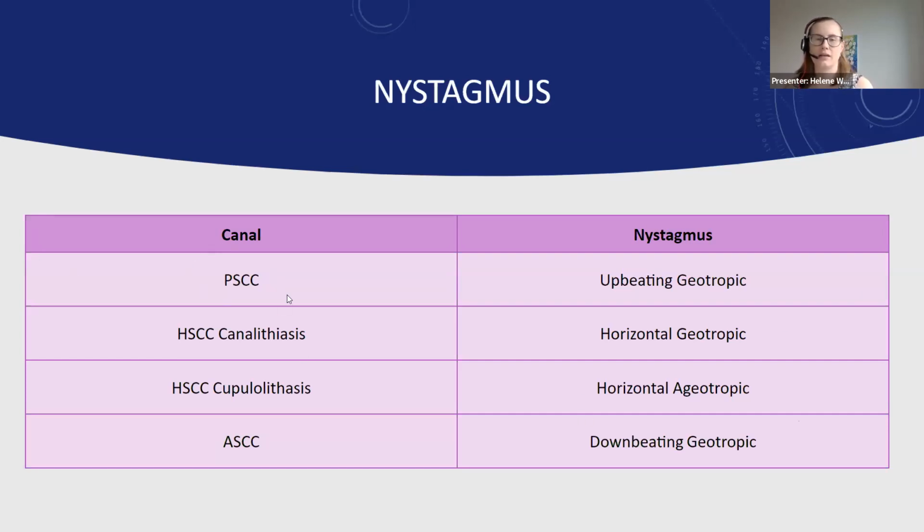The posterior semicircular canal is by far the most common because of its anatomical position relative to the otoconia. So we'd expect an upbeating nystagmus, so the eye is going to be flicking upwards, and we'd expect it to be geotropic, so that the eye is turning towards the ground, towards the side that the person is lying on. You do sometimes see horizontal and anterior semicircular canal presentations, but they're certainly much, much rarer than the posterior form.